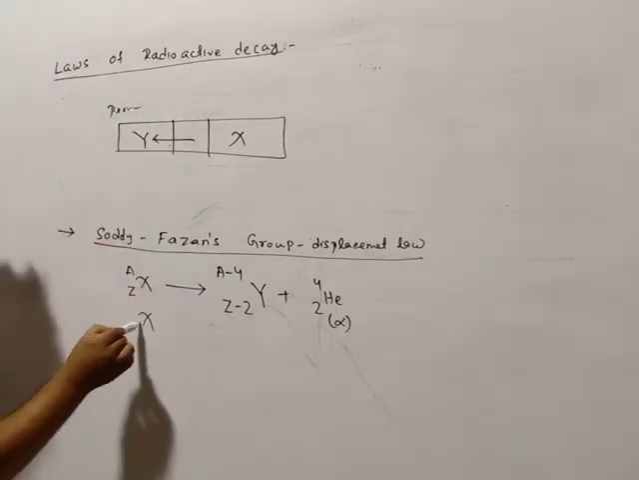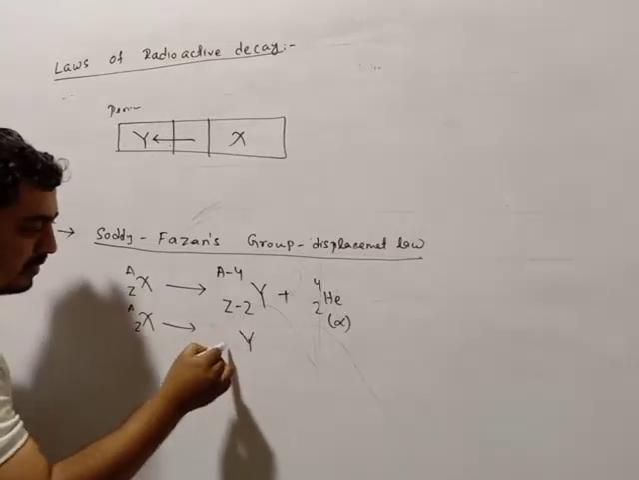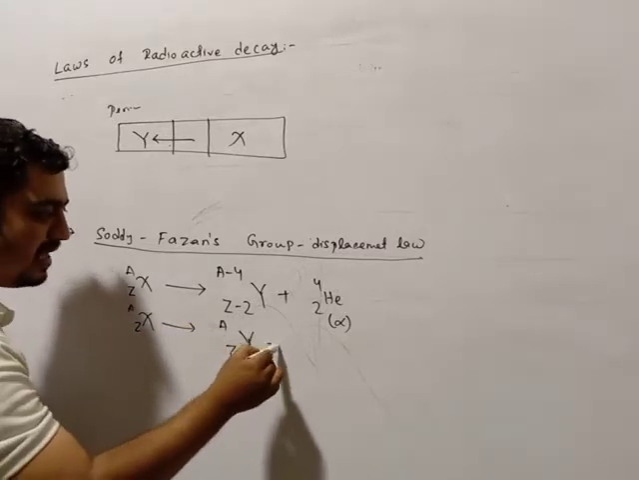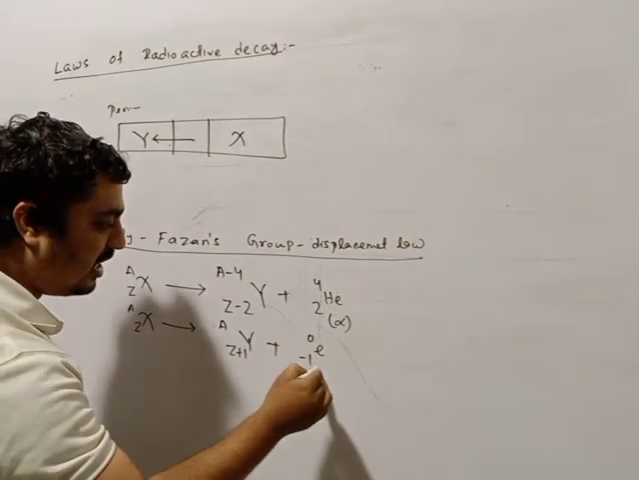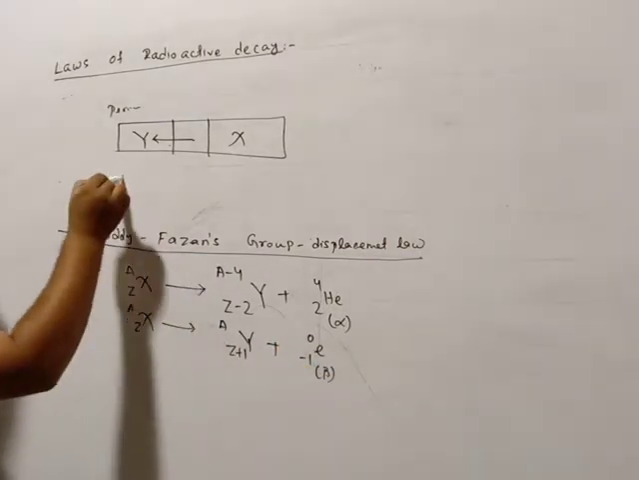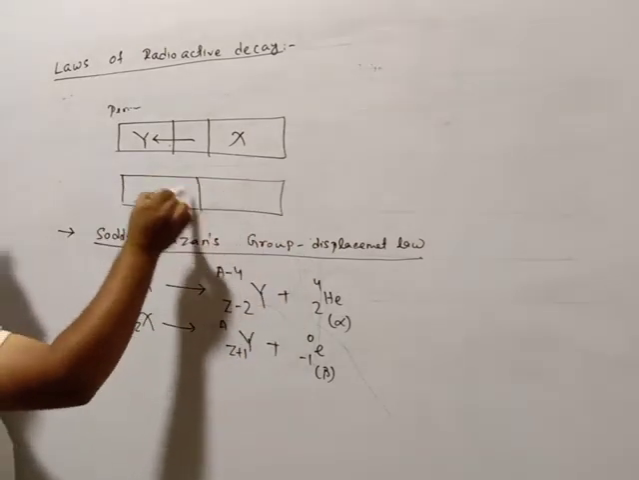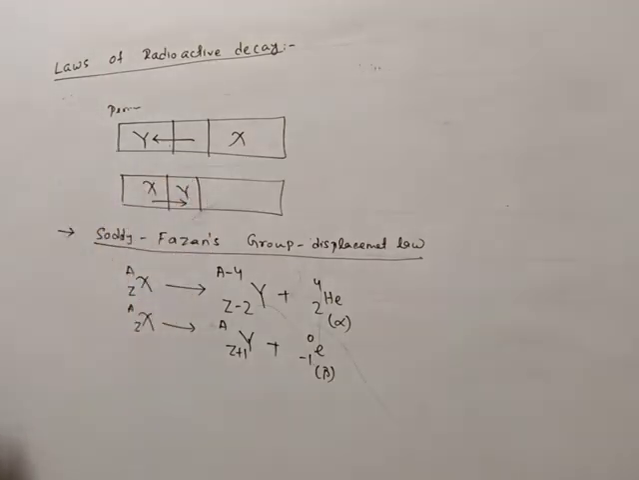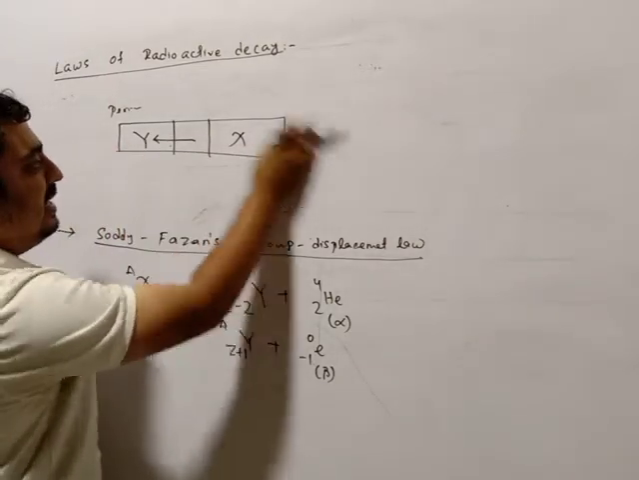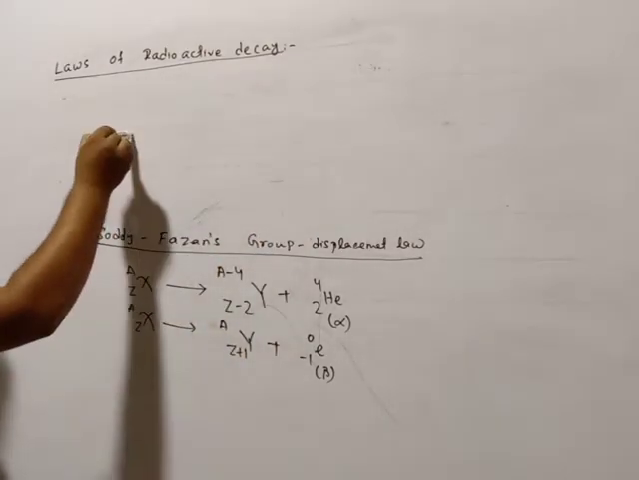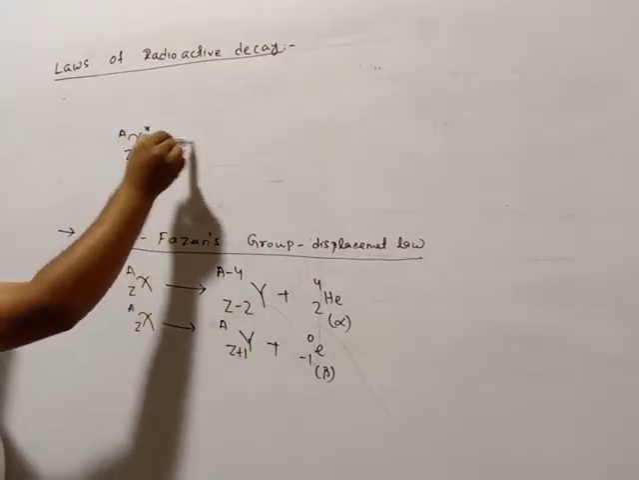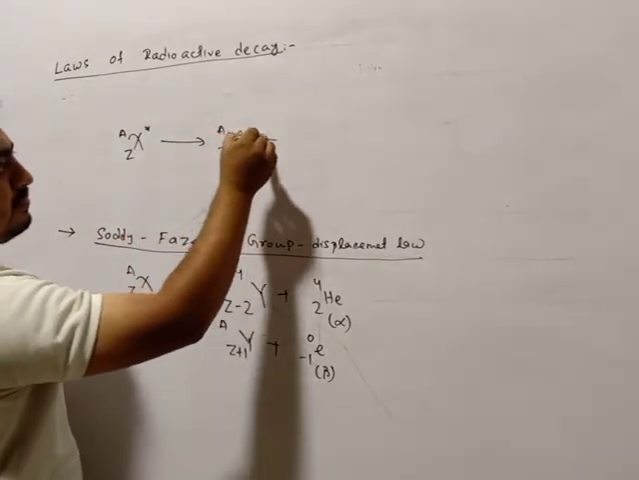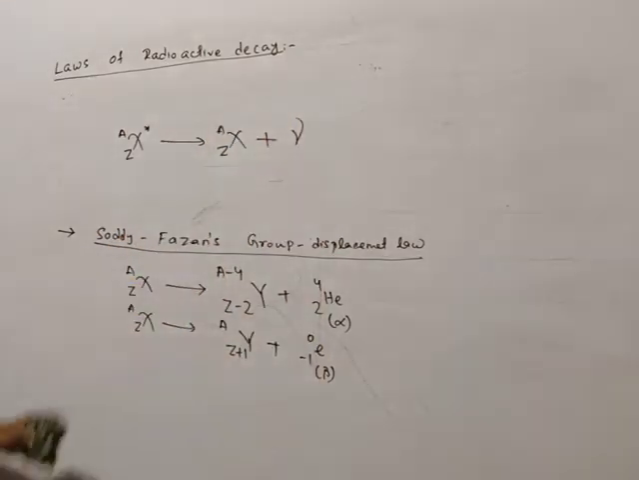If we go for beta decay, the atomic number increases by 1 and the mass number is unchanged. So in beta decay, y will be 1 place right of x. But in gamma decay, there is no change in atomic number and mass number. So there is no change in the place of the nucleus in the periodic table.